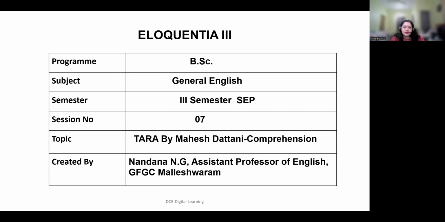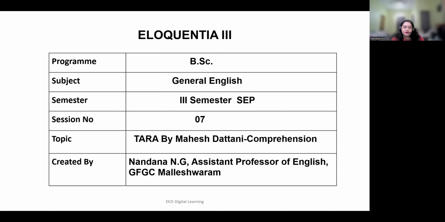Eloquentia 3 is the title of the third semester General English textbook prescribed for the BSc stream affiliated to Bengaluru City University under the State Education Policy. Tara, a play by Mahesh Dattani, is prescribed for 20 marks. In the previous 6 sessions, Tara has been dealt in detail.